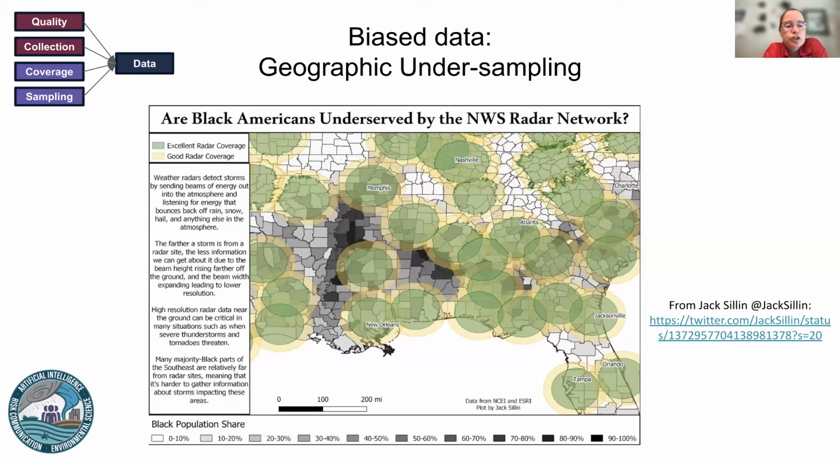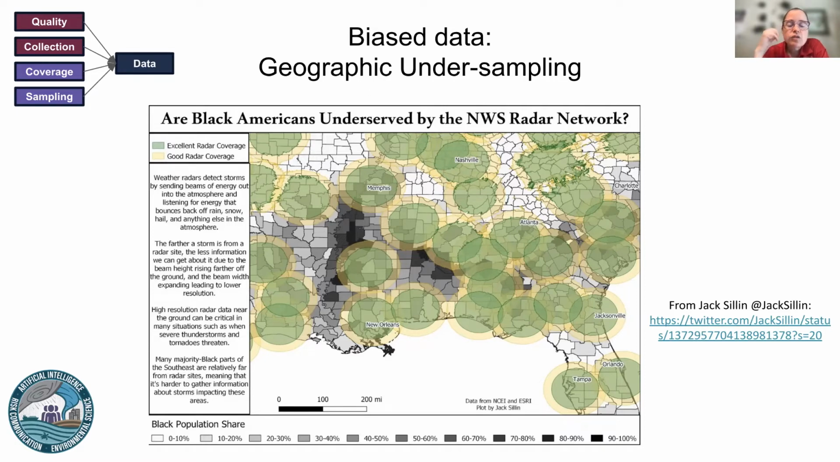The Southeast has the Appalachians, but largely what happened here is the NWS figured out where they needed to put down their network of radars, which are super expensive. So you're not going to put them in every single county, right? You want to cover as much as you can. They put down the network, and they're unintentionally missing the counties that are more populated by Black Americans. So that's what this graph is showing. It comes from Jack Sillen on Twitter. The link to it is right there.